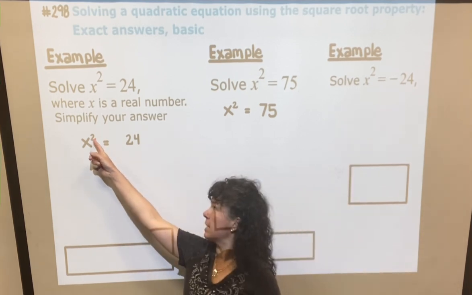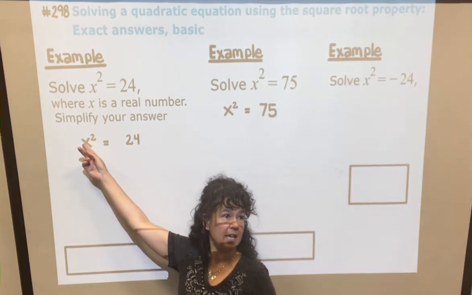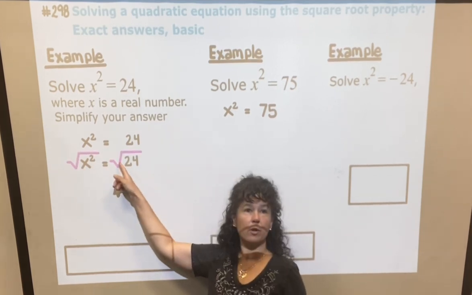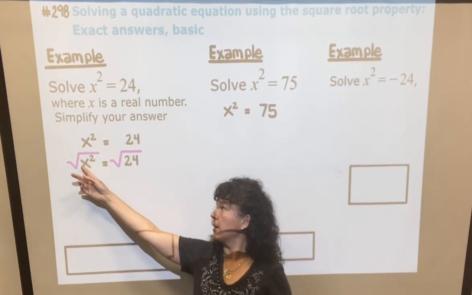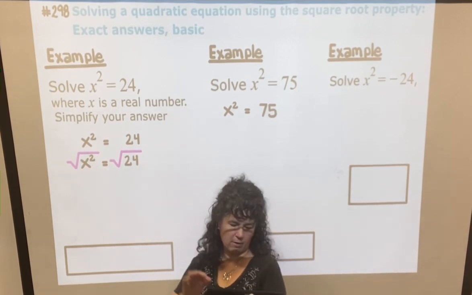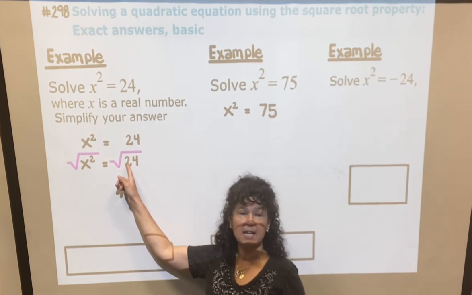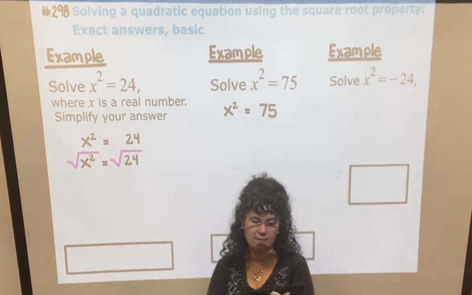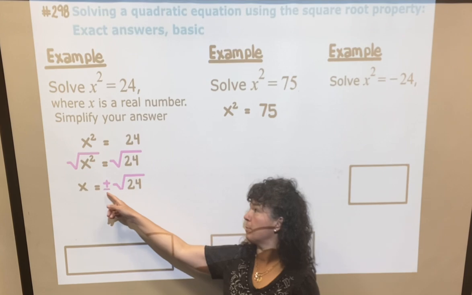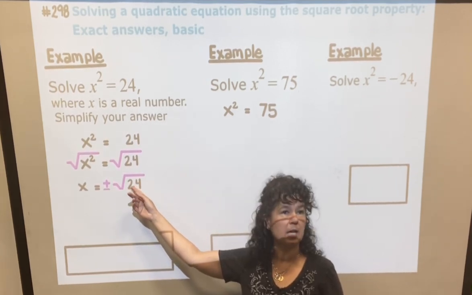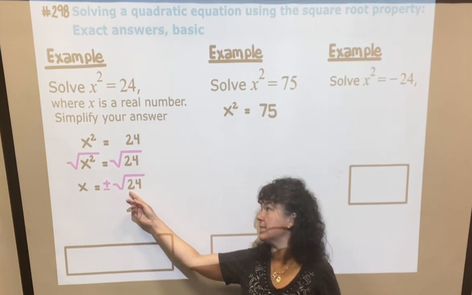So in this one, to get rid of that squared so that I can get x by itself, I'm going to take the square root of both sides, and the square root of x squared then is just x. But on the right hand side, again, remember you have to do the positive and the negative. So I have plus or minus. This square root, we're almost done, but this square root simplifies.